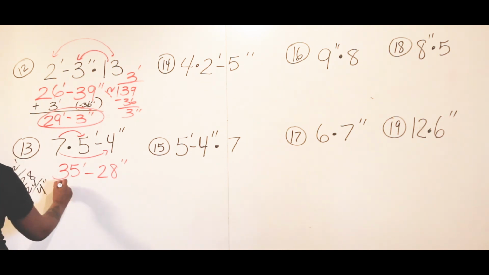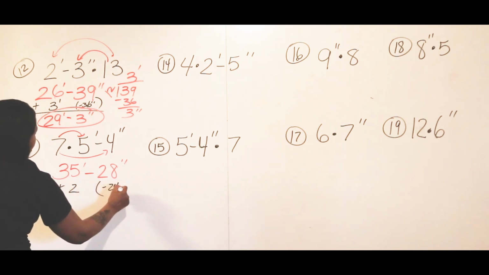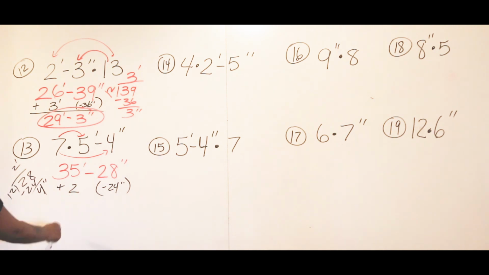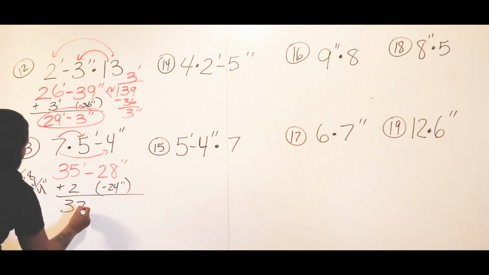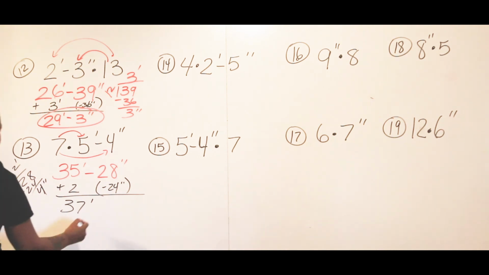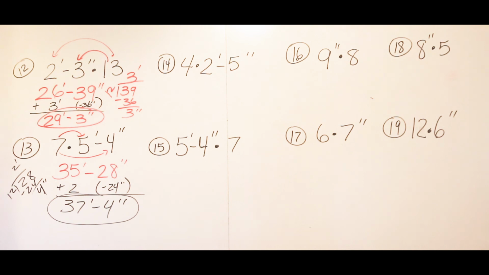So I was just told that I can add 2 feet here because I took 24 inches from here. That's 2 feet. So now I have 37 feet. There's my 4 inches left. So this final answer, 37 feet, 4 inches.